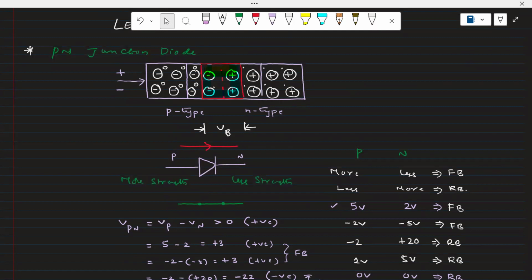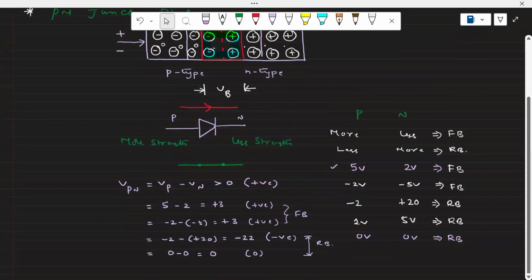Are you getting the point? If I ask you about forward bias, then what should you say? P side must be more strength than that of N side. Please remember this word. Okay, right. So this much information is sufficient about the PN junction diode when we are talking about analog circuits.